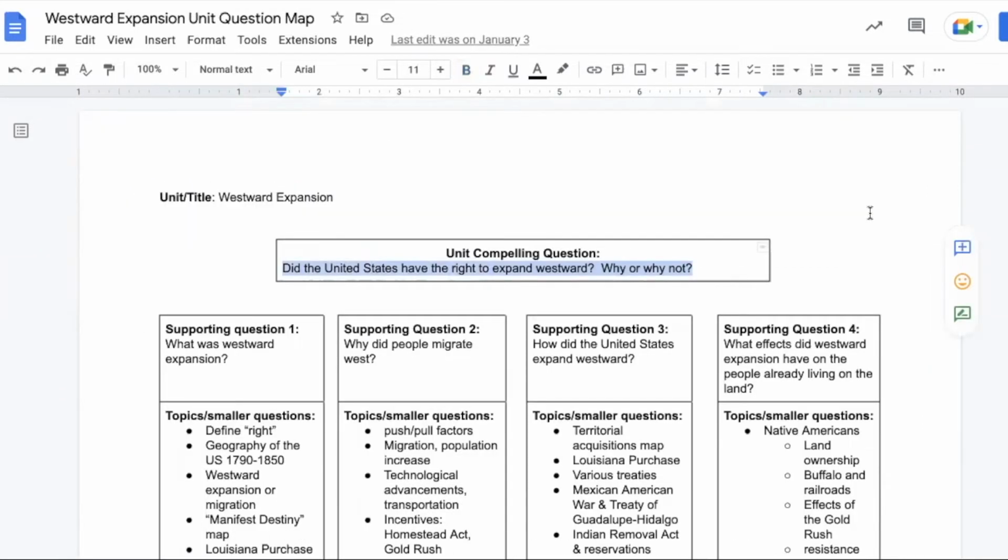Our compelling question is, did the United States have the right to expand westward? Why or why not? There are 4 supporting questions. What was westward expansion? Why did people migrate west? How did the United States expand westward? And what effects did westward expansion have on the people already living on the land?